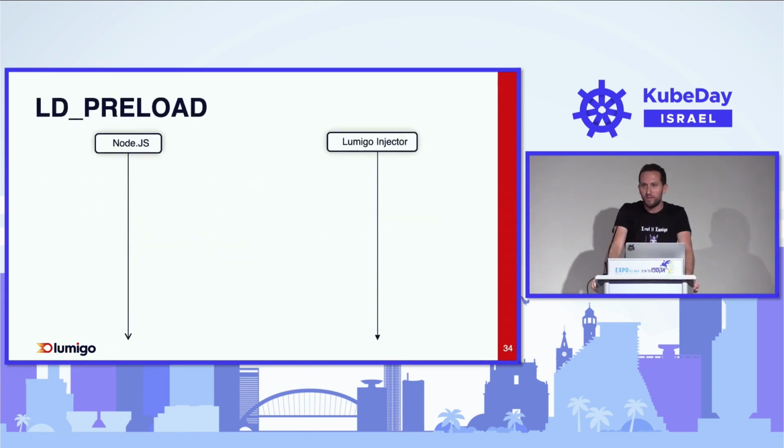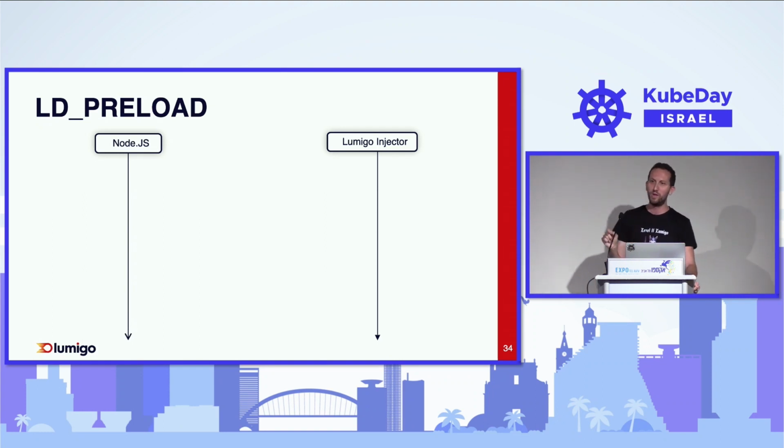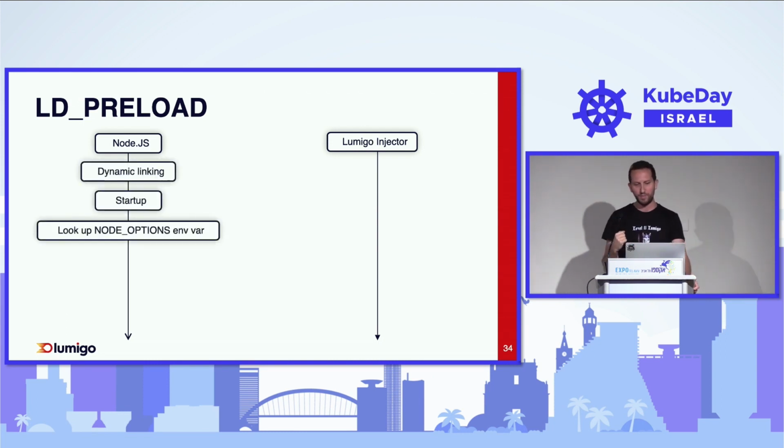Now, the way we do this is, if you remember in that pod spec that I showed you, we had the LD preload environment variable directing to the Lumigo injector. That is basically telling that process to go and look for and replace libc with that Lumigo injector SO file. And so what happens here is the Node.js process spins up.